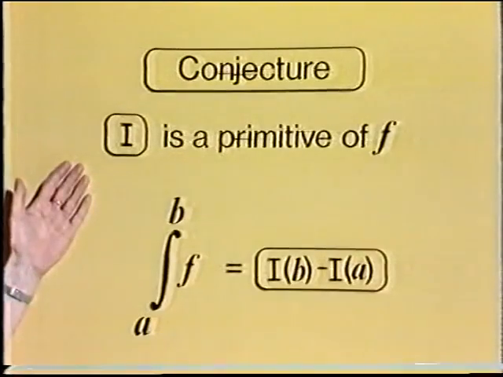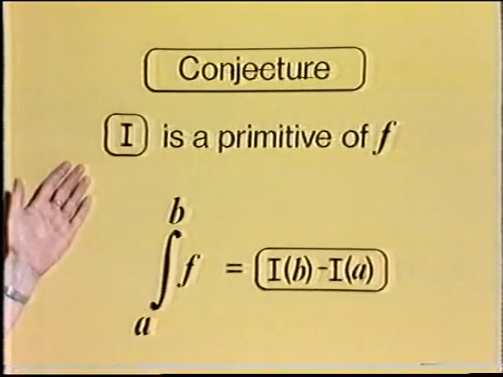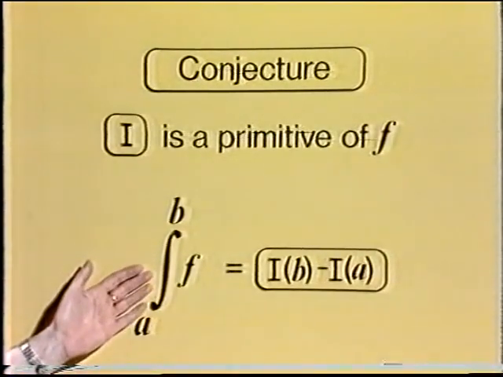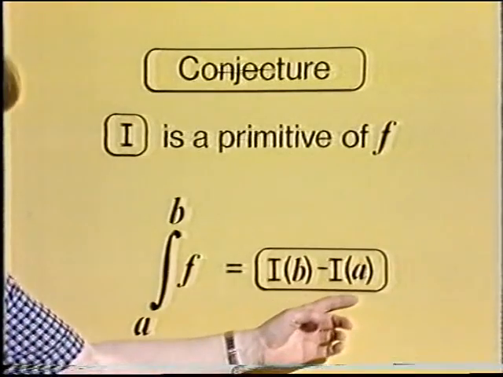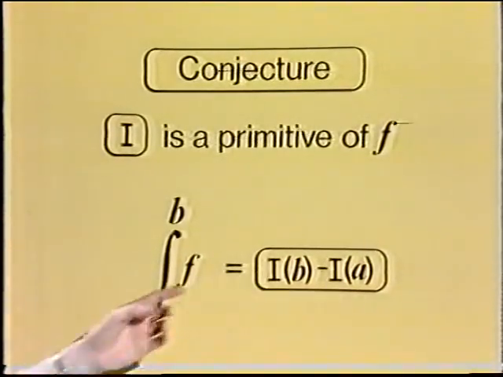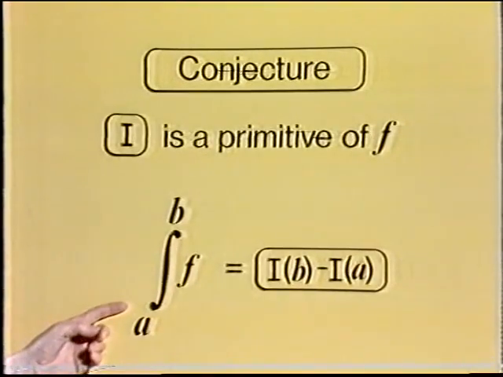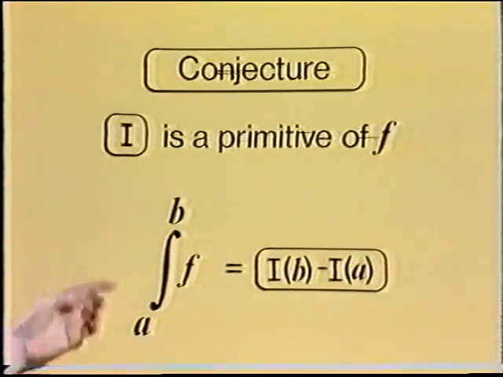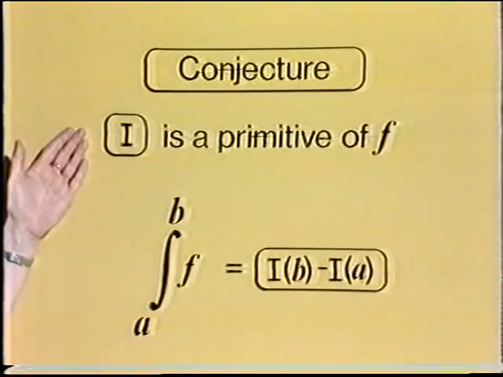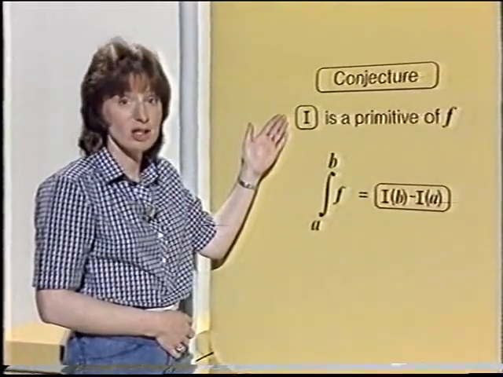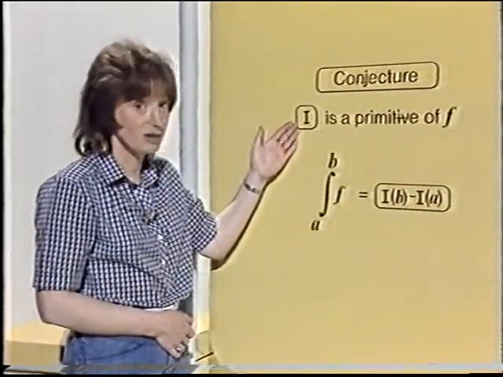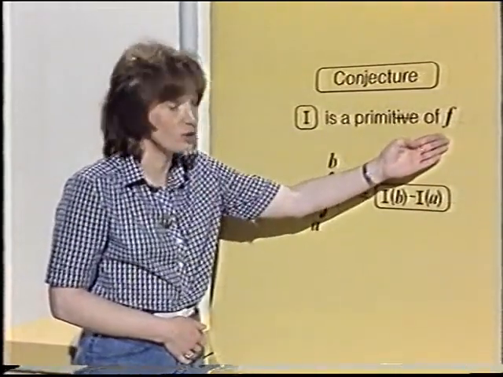And it's this. If I is the integral from 0 function, two things are true, and this is the easy one. This is the integral from 0 to b, and subtract 0 to a, and you get the integral from a to b. And the second thing, which isn't obvious, is that I is a primitive of f. So what we've got is this conjecture, and we need to show that if we differentiate the integral from 0 function I, we get back to our original function f.